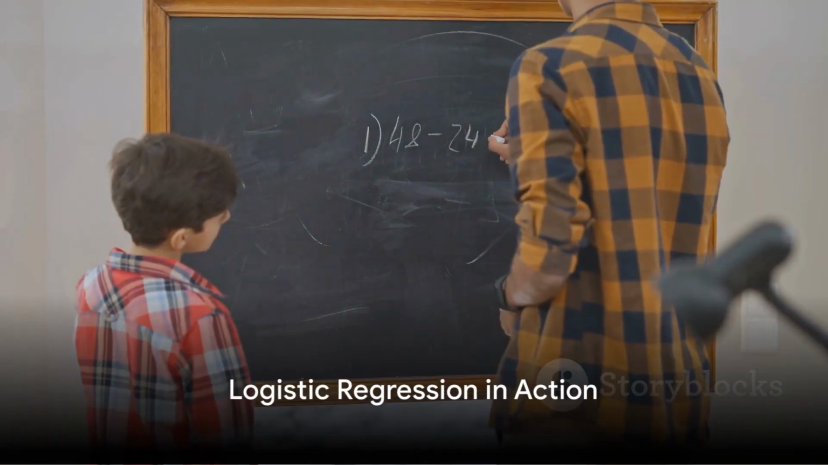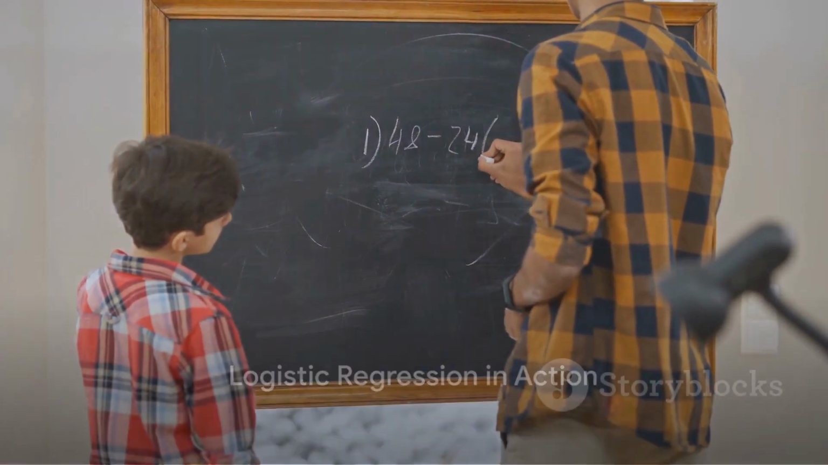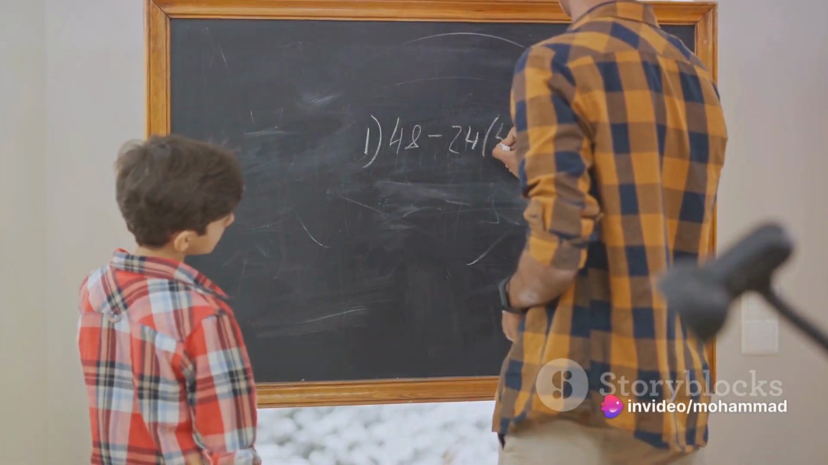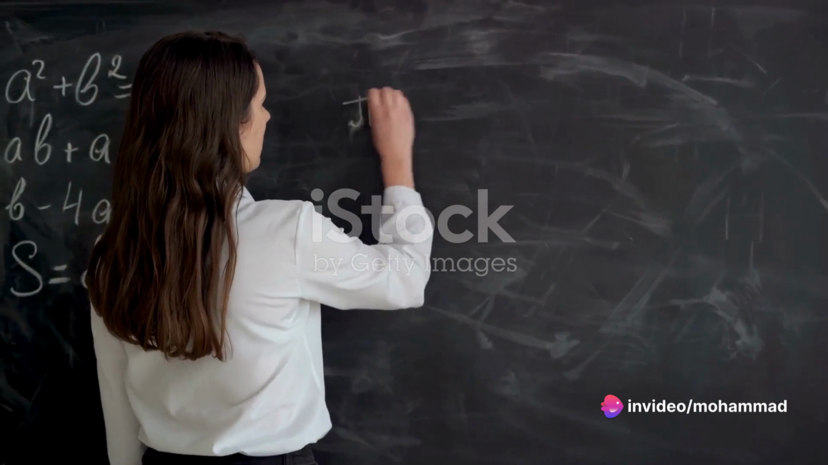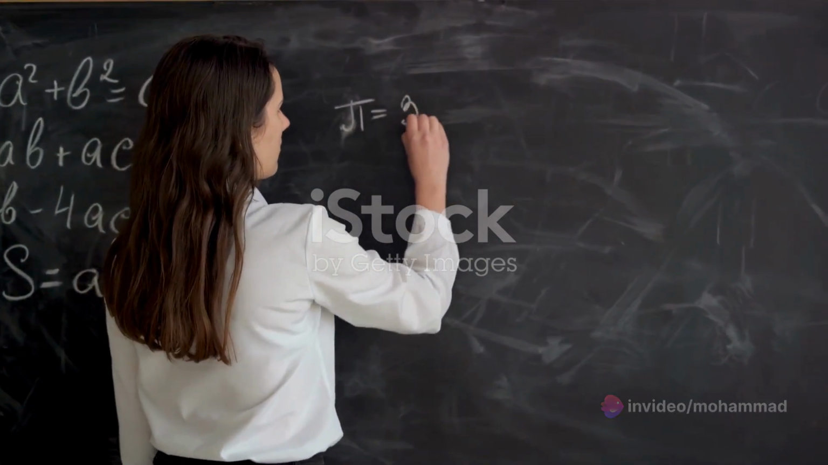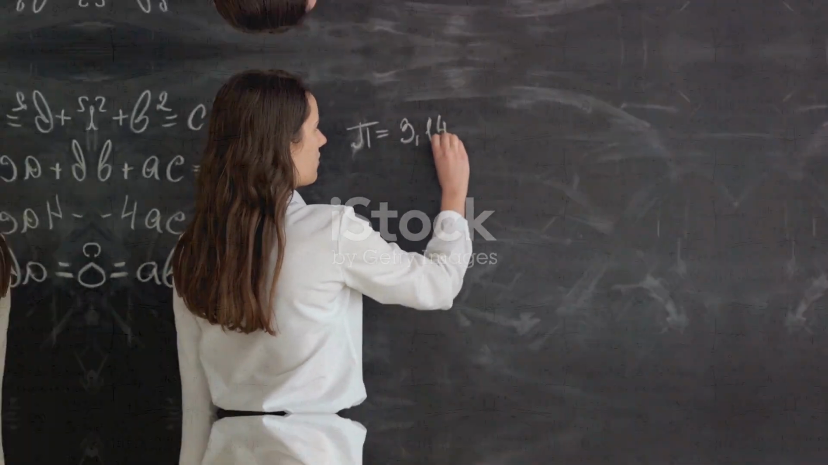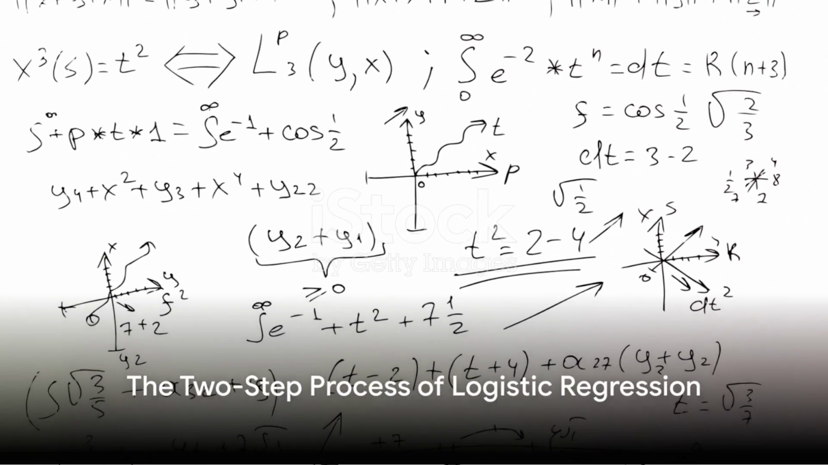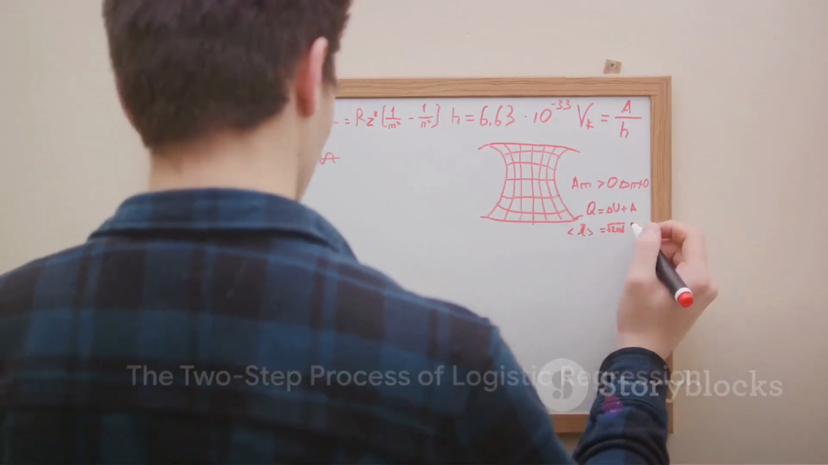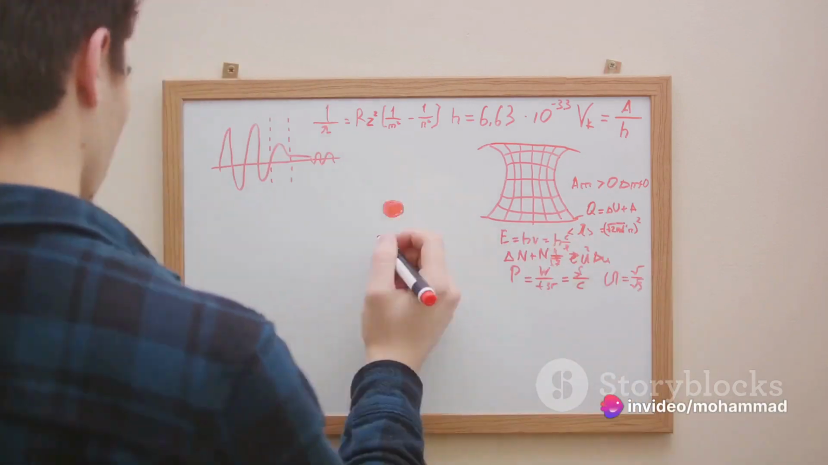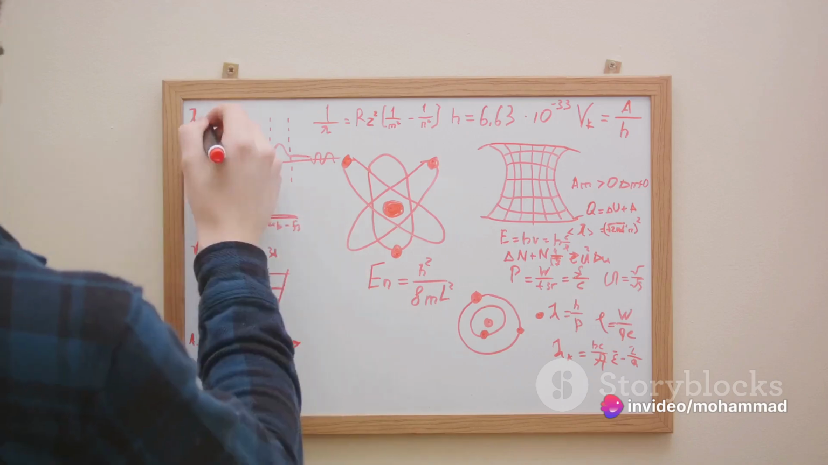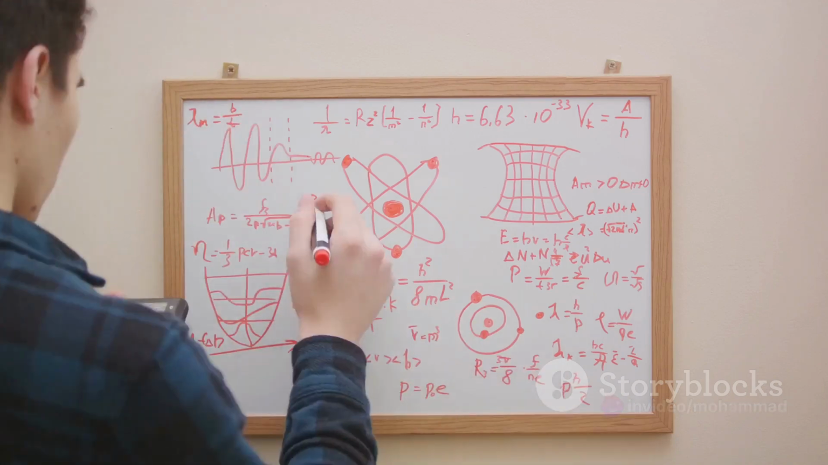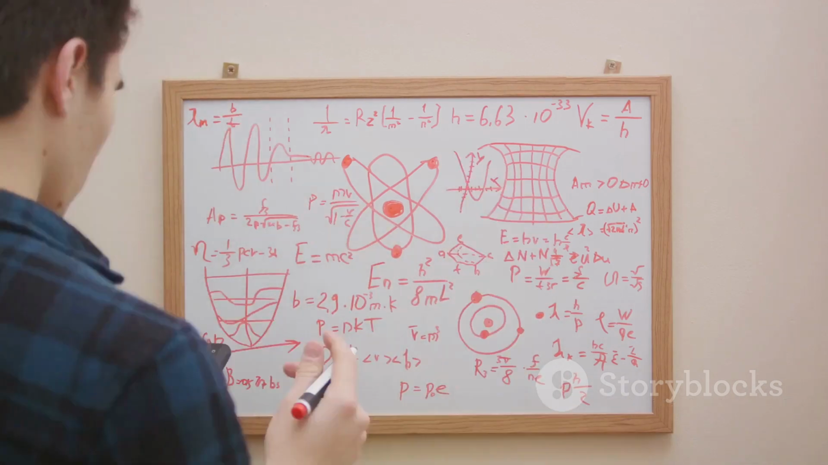Imagine wanting to predict if an email is spam or not. This is a classic case of binary classification. The email is either spam, denoted as 1, or it's not, denoted as 0. Logistic regression shines in scenarios like these. To understand logistic regression, think of it as a two-step process. First, a linear combination of the input features is created, and then this combination is fed into the logistic function, which is also known as the sigmoid function.